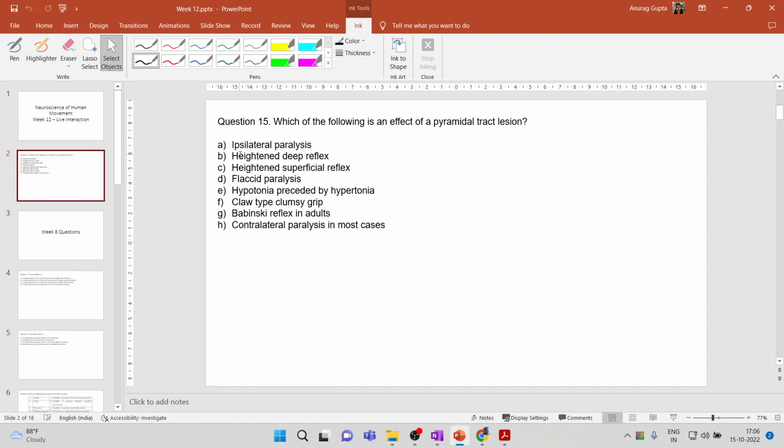A. Ipsilateral paralysis. B. Heightened deep reflex. C. Heightened superficial reflex. D. Flaccid paralysis. E. Hypotonia preceded by hypertonia. F. Claw type clumsy grip. G. Babinski reflex in adults. And H. Contralateral paralysis in most cases. So you can take around 1 minute to answer this, and then we'll have a discussion about this question. You can type your answer in the chat box.